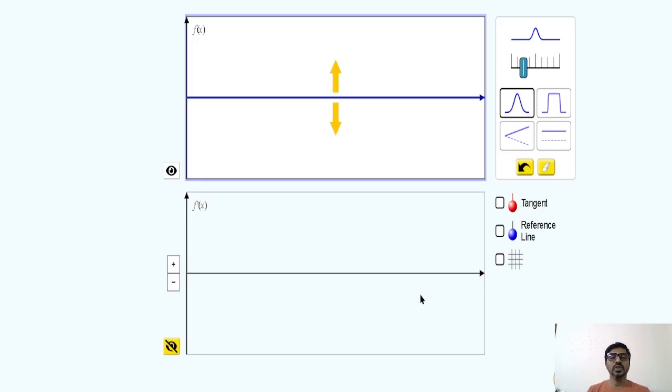Hi everyone, welcome. In this video, we're going to discuss the slope of a graph. So you see on the upper panel, you have the function of x, which can be drawn using these four controls that you have on the right side. The first control allows you to plot curved graphs, upward or downward curved.